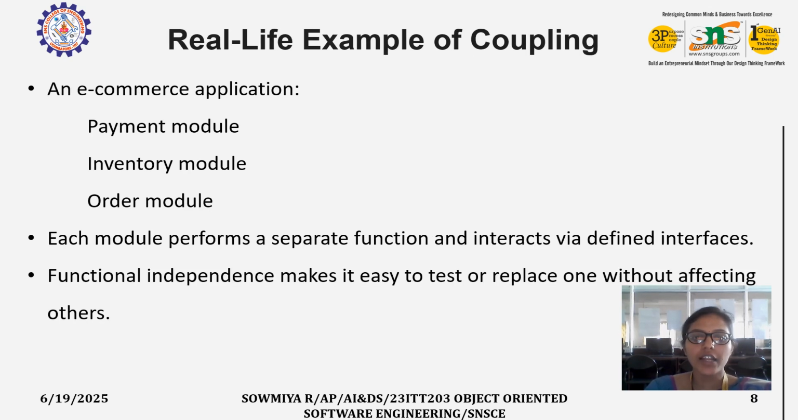Then a real life example of coupling. Let's take a bigger example, an e-commerce application. It has modules like payment, inventory, order management, etc. Each of these performs a distinct function and communicates through defined interfaces. If the payment module needs an update, you can do it without affecting the inventory system.